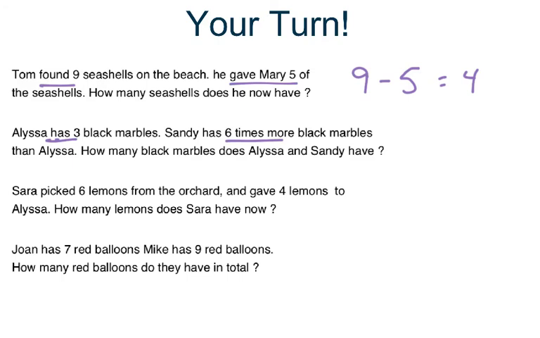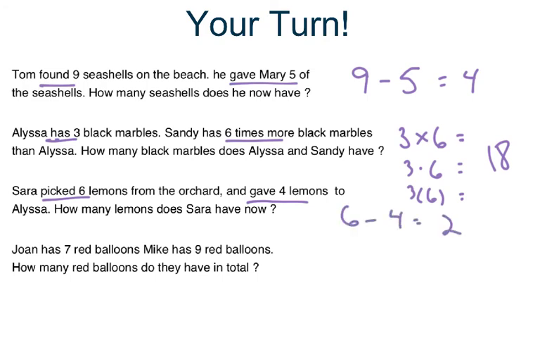If there is 6 times more than 3, that's 3 times 6, or 6 times 3. That's a multiplication problem. And remember, we want to write it now like 6 times 3 like that, or if you wrote it 3 parentheses 6. All 3 of these would be correct. And you know that the answer for all of them anyway is 18. They have 18 altogether. The next one says, Sarah picked 6 lemons from the orchard. She gave 4 lemons to Alyssa. How many lemons does Sarah have now? This is another subtraction problem. She had 6, gave away 4, now she has 2. 2 would be her difference.